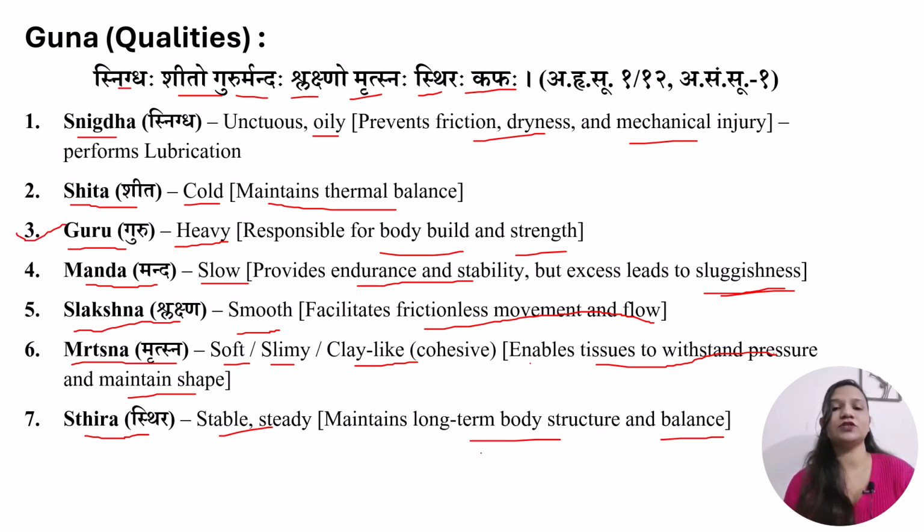It also gives structural stability, because Sthir means stability, giving stability. So because of this guna, structural stability can be gained, and it also helps for retention and support of the body. It also gives retention and support to the body. So thus it maintains long term body structure and balance. Acharya Charak and Acharya Sushrut also mentioned the same gunas as those of Acharya Vagbhat. So we are only discussing here the gunas mentioned by Acharya Vagbhat and not Acharya Charak and Sushrut.